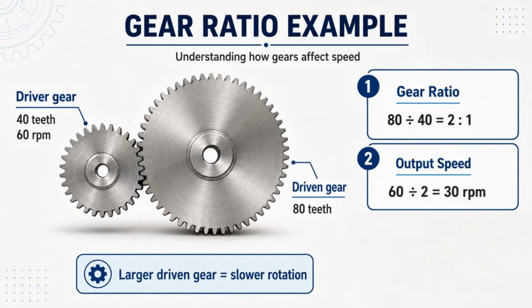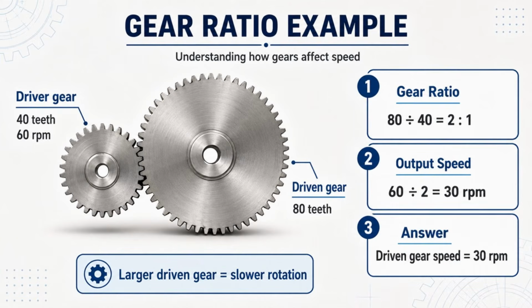Now check whether the answer makes sense. The driven gear has more teeth and is larger than the driver gear, so it should rotate more slowly. The driver rotates at 60 revolutions per minute, while the driven gear rotates at 30 revolutions per minute. So our answer is reasonable. Exam tip: always check your final answer against the sizes of the gears. A larger driven gear should rotate more slowly, while a smaller driven gear should rotate faster.